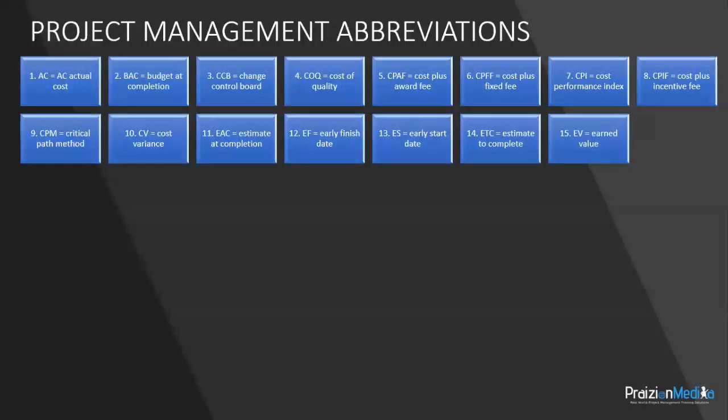EV, Earned Value. Think of this as the budgeted cost of work performed. It is the value of what you have accomplished based on what you determined upfront as the value when you put forth the budget.